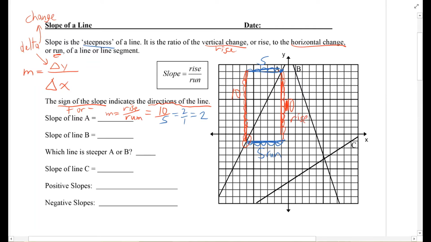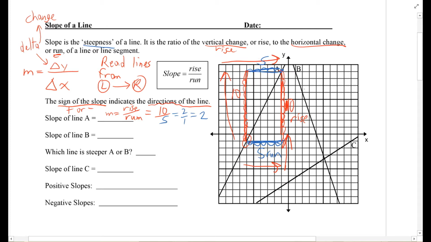All right. Now you notice that for our lines, we always read our lines from the left side to the right side. So from the left to the right, just like we read a book. And that's why we have to measure our run in this direction and then a rise in that direction, or up and then over, your choice. That's the direction we have to count.